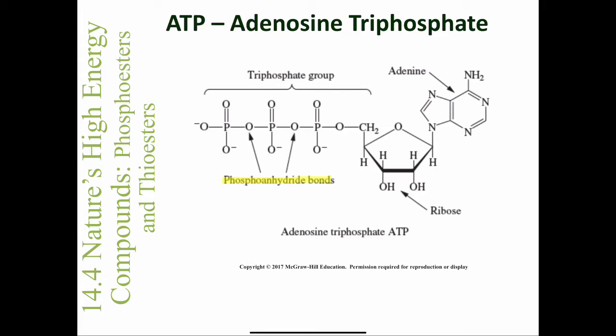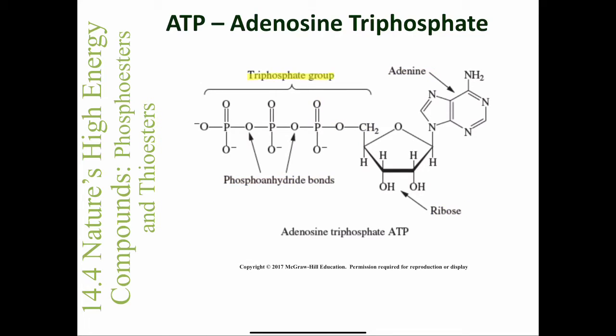Adenosine triphosphate, or ATP, is the universal energy currency for all living organisms. Much of the energy harvested in cellular metabolic reactions is stored in ATP molecules. The ATP molecule consists of a nitrogenous base, adenine, and a phosphate ester of the 5-carbon sugar ribose. Here's ribose, and here's my phosphate ester.